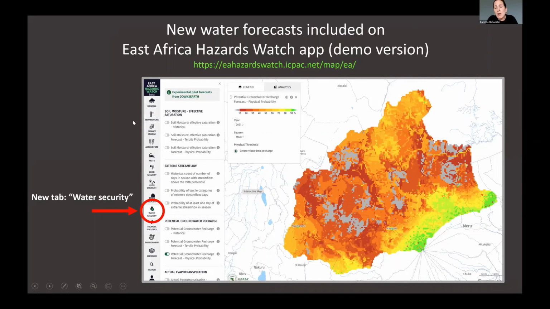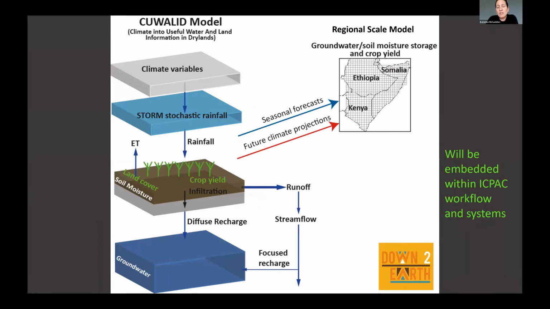And we're currently piloting it for our catchment, for all the hydrological variables of the water balance, soil moisture, extreme stream flow, and so on. And the idea is that we will extend this to the full East Africa region by next year, because we are now in the process of creating a regional water balance model.